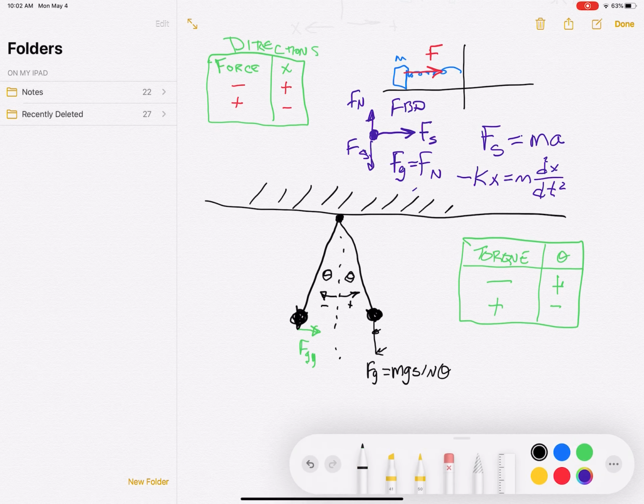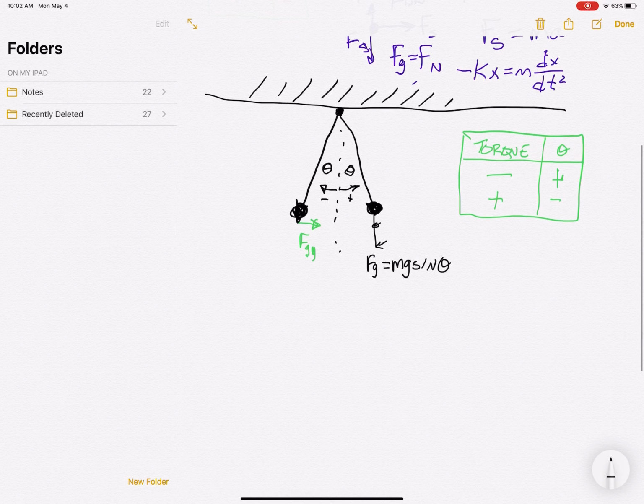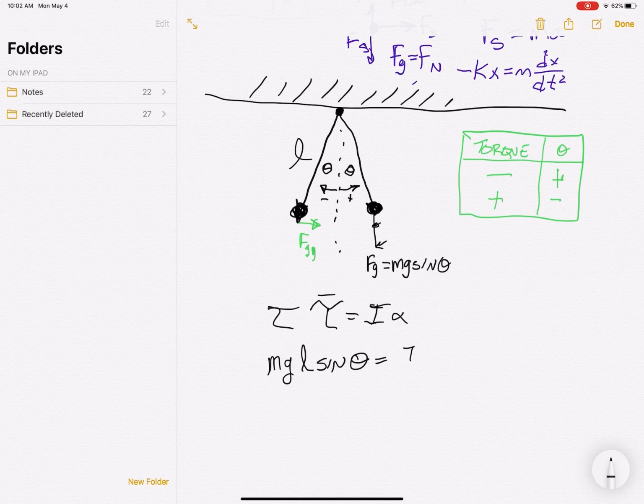So this is why when we calculate our torque, the sum of the torques is equal to I alpha. We get the torque, mg, make this a length L, sine theta, equals I alpha. When we're in the positive theta direction, so when theta is positive, this overall torque then needs to be negative. So that's why we have the positive and negative signs in front of these equations, which make them possible for us to solve.